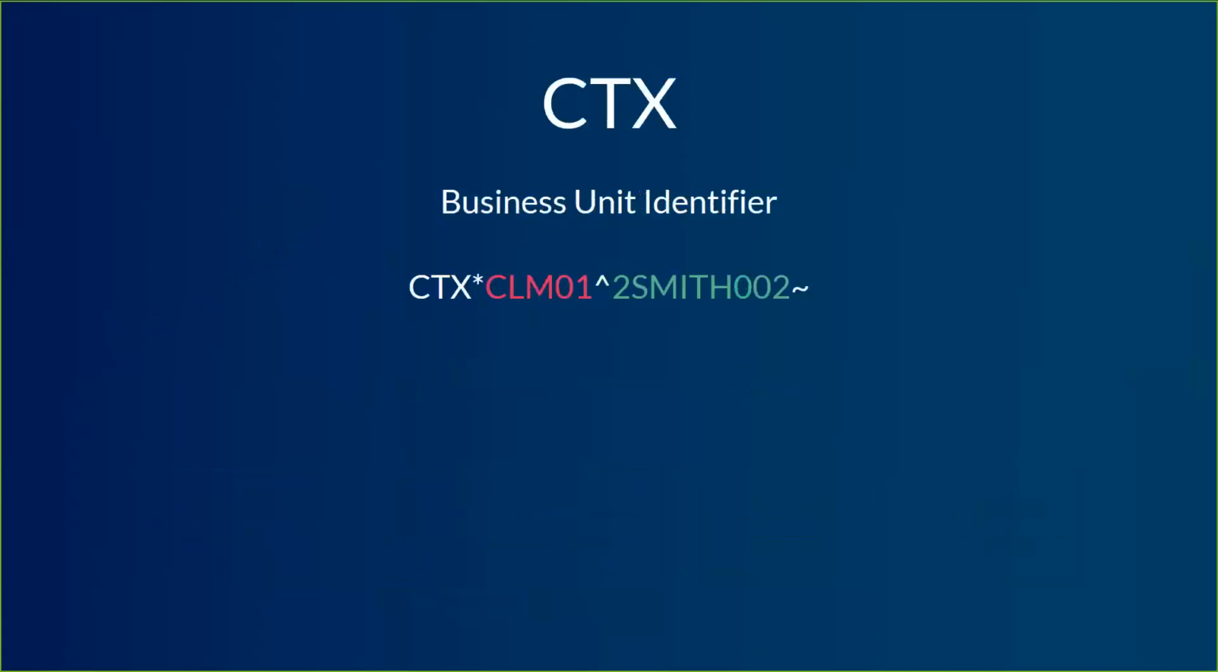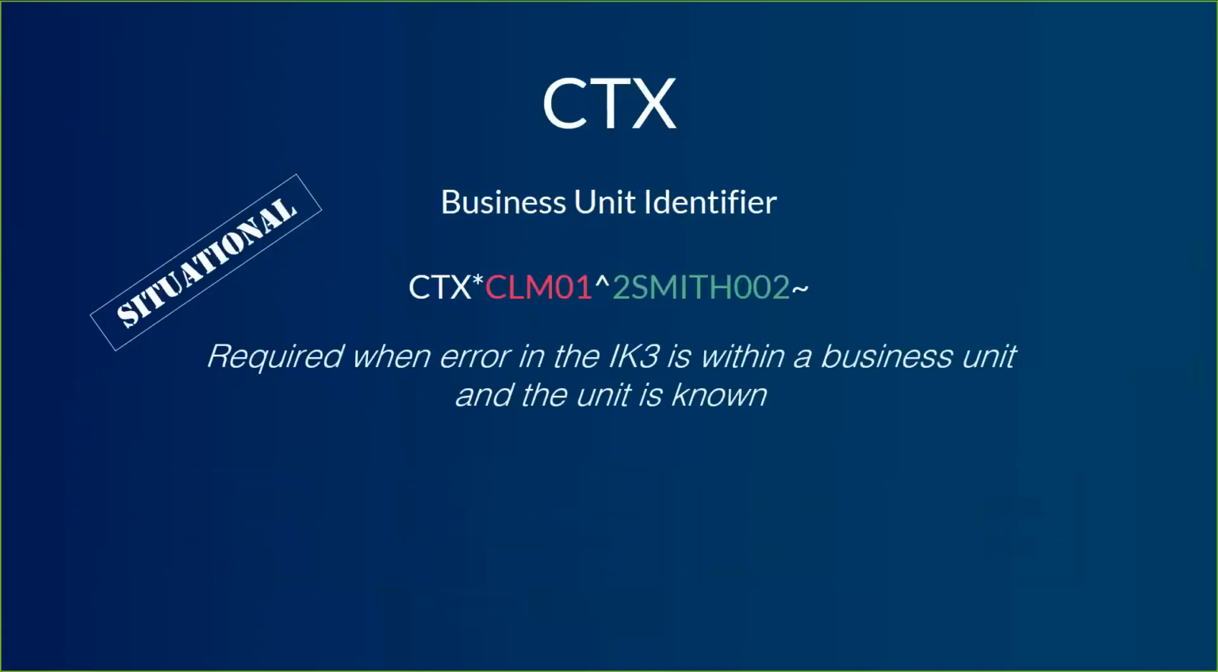After the IK3, we get a CTX. CTX segments are context segments, and they're actually fairly multi-purpose, which is why you'll get more than one. This particular one is situational. It's a business unit identifier, and this one is required if the error is within a business unit and the unit is known. Now, the key with a CTX segment is to look at the first position, because the first position is your context identification. It'll tell you something about what to expect from that segment.